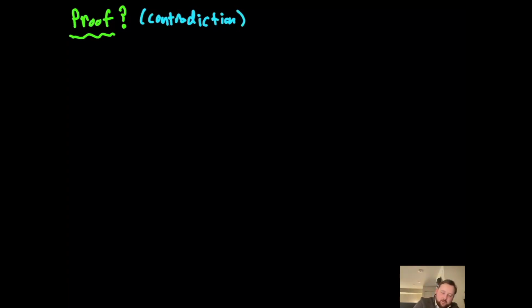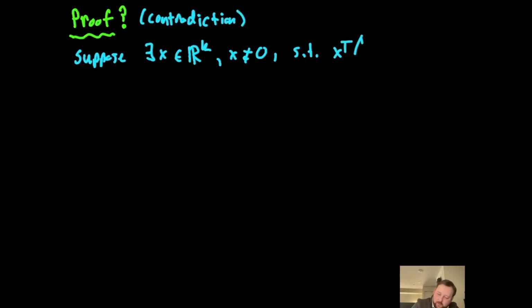So our contradiction is, suppose there is some x in R^k with x not the zero vector, such that the triple product x transpose A_k x is less than or equal to 0, right? I'm trying to show that this actually has to always be greater than 0, which means it would be SPD. But I'm going to assume that it's not, that it's equal to 0 or less than 0. And we're going to try to find a contradiction.